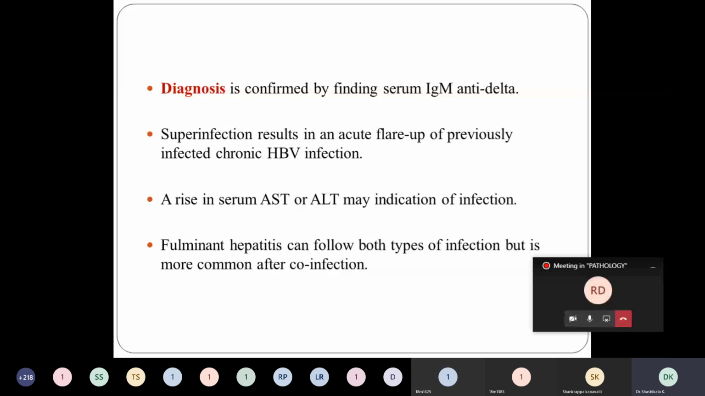Superinfection results in an acute flare-up of previously infected chronic HBV infection. A rise in the serum AST or ALT may be an indication of infection. Fulminant hepatitis can follow both types of infection, but is more common after co-infection.